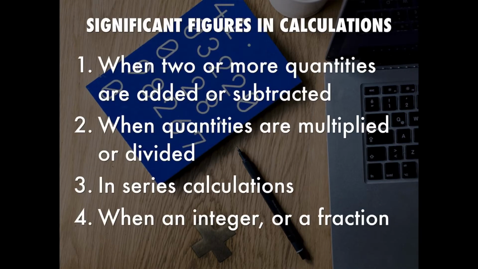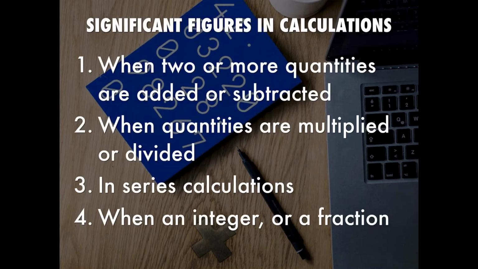Number 2. When quantities are multiplied or divided, the result has the same number of significant figures as the quantity with the smallest number of significant figures. Number 3. In a series of calculations, rounding to the correct number of significant figures should be done only at the end, not at each step. Rounding at each step would increase the chance that round-off error could snowball or adversely affect the accuracy of the final answer. It's a good idea to keep at least 2 extra significant figures in calculations, then round at the end.